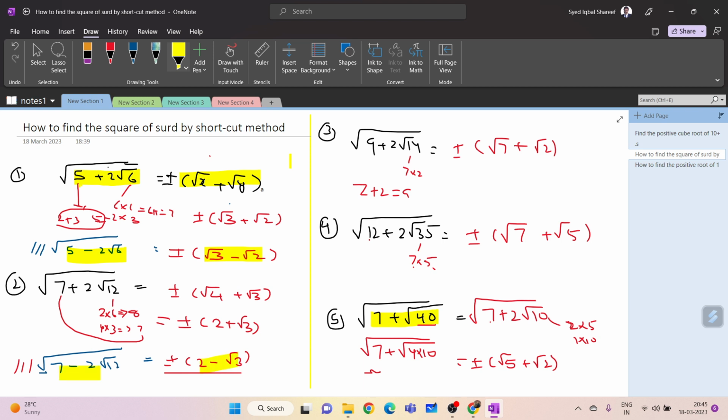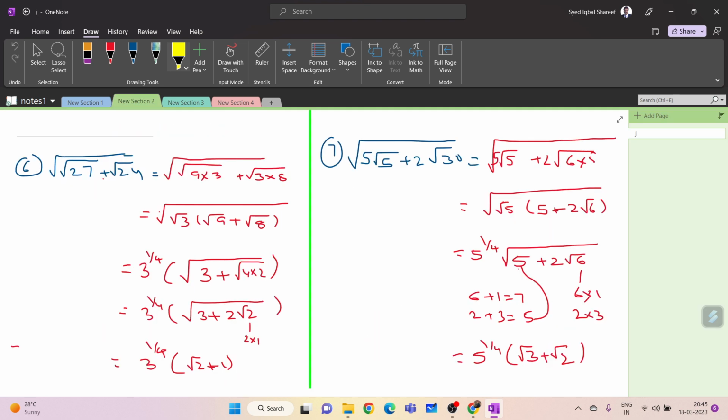If minus is there, here will be minus. The same problem we have discussed here, but here 7 plus square root of 40 is there. It doesn't fit in the standard form. So what we are doing, we are writing 40 equal to 4 into 10. 4 can come outside as 2. So 7 plus 2 root 10. Now factors of 10: 1 into 10, and 2 into 5. So 2 plus 5 is 7. So first the bigger number, then the smaller number.